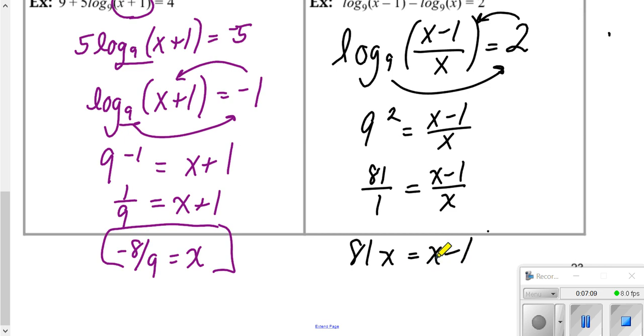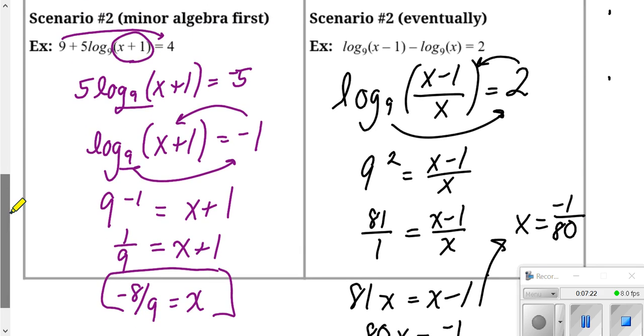So then I would get, subtract an x, and I'd have 80x equals -1. So x is -1 over 80. So now I want to make sure I don't have anything extraneous. Oh, but I totally do, right? I have a log of a negative and a log of a negative. So this is going to have no solution, no solution.